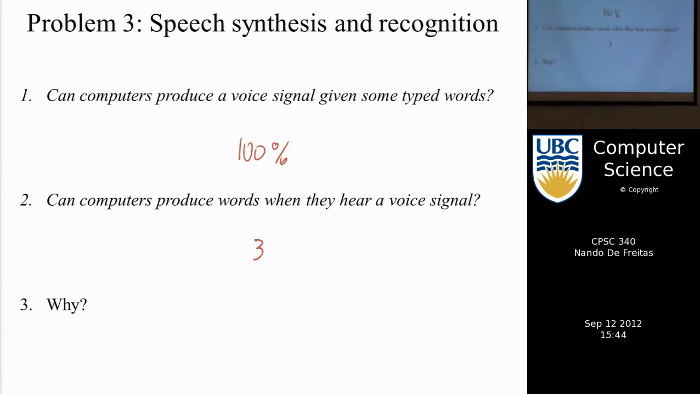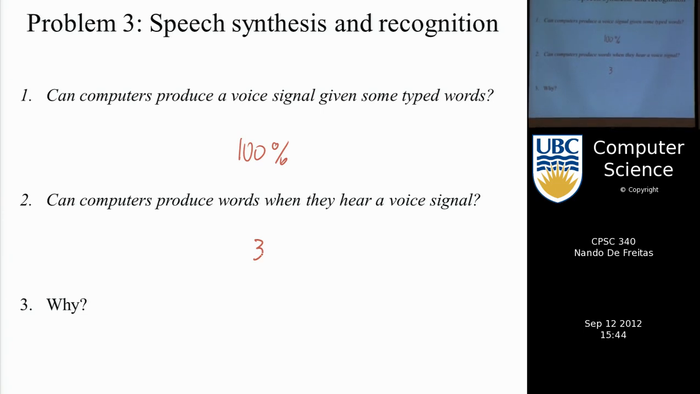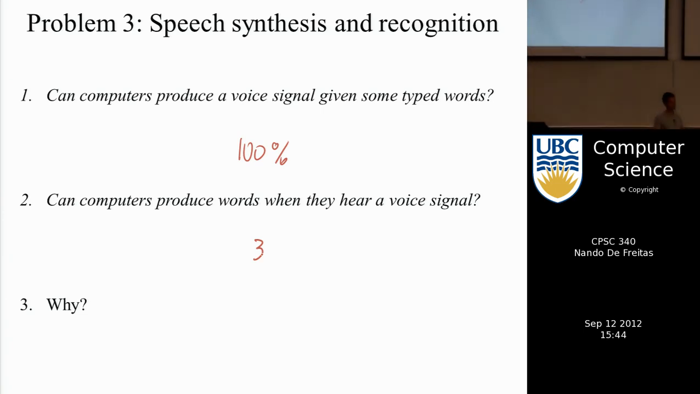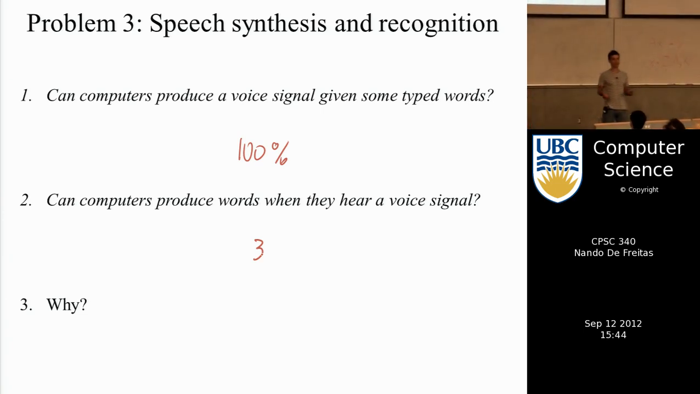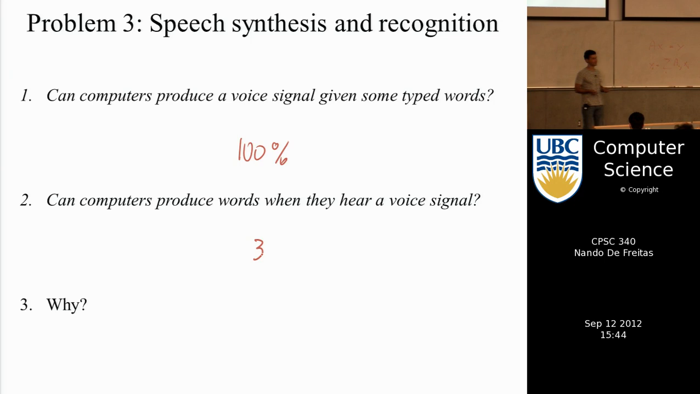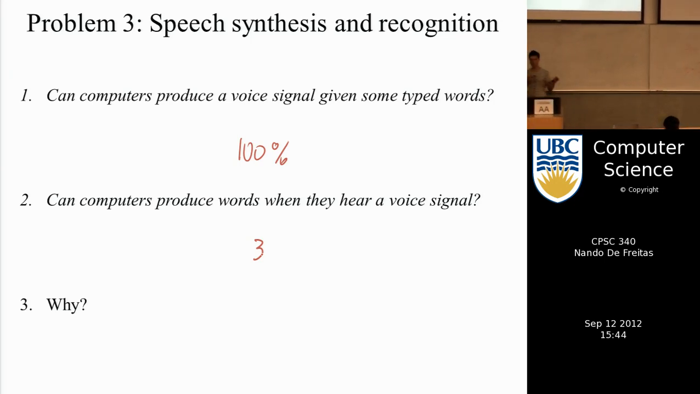Why? If it's so easy to go from words to sounds, why is it so hard to go from sounds to words? Because there's many ways of making sounds that point to one word. That's correct. The problem is not one to one.